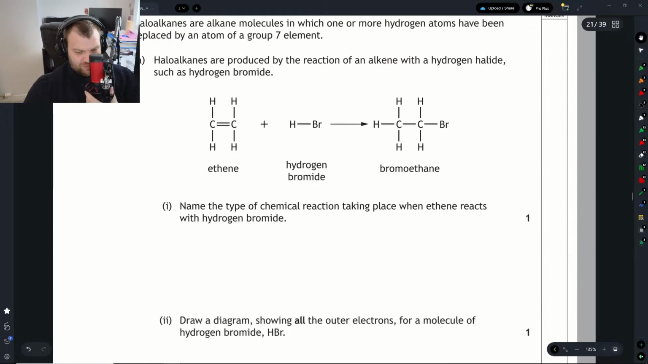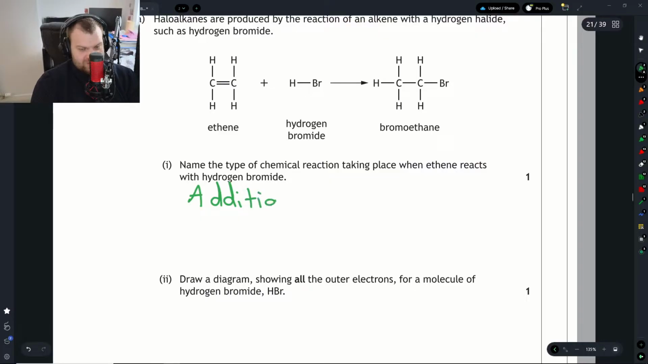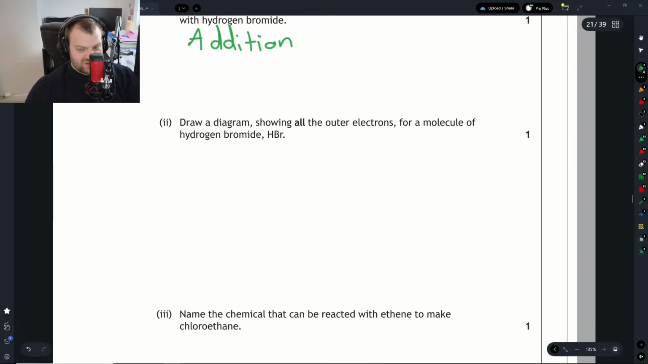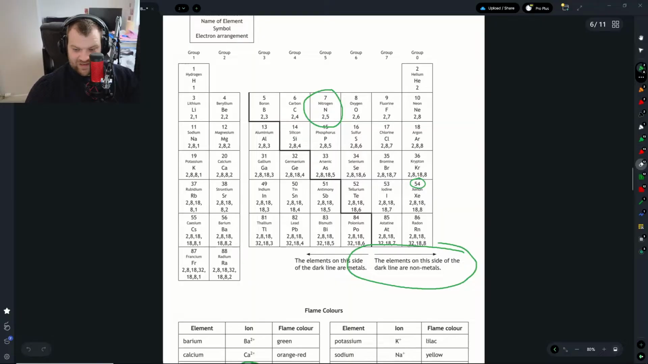On to number 4. Here we have a carbon to carbon double bond breaking. We're putting on something else, in this case hydrogen bromide. That means that is an addition reaction. When you break the carbon to carbon double bond and you put new things on there, that's an addition reaction. We're now asked to show the outer electrons joining together for hydrogen bromide. First up, we want to go to page number 6 and see how many outer electrons do both of them have.